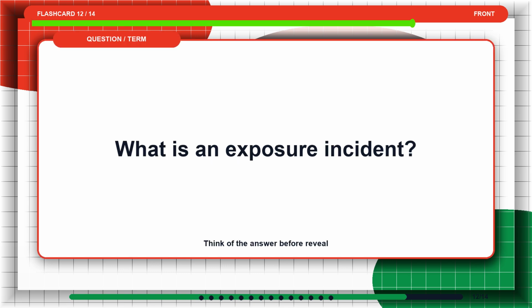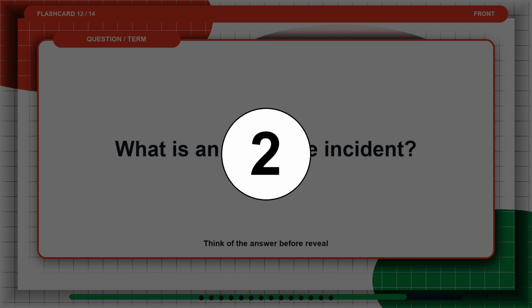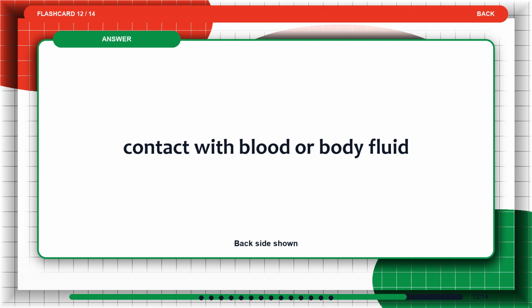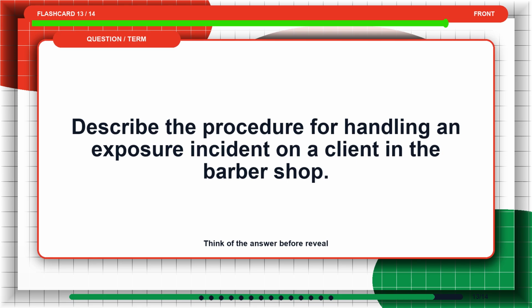Flashcard 12. What is an exposure incident? Pause and think of the answer before the reveal. The answer is contact with blood or body fluid. Flashcard 13. Describe the procedure for handling an exposure incident on a client in the barber shop. Pause and think of the answer before the reveal.